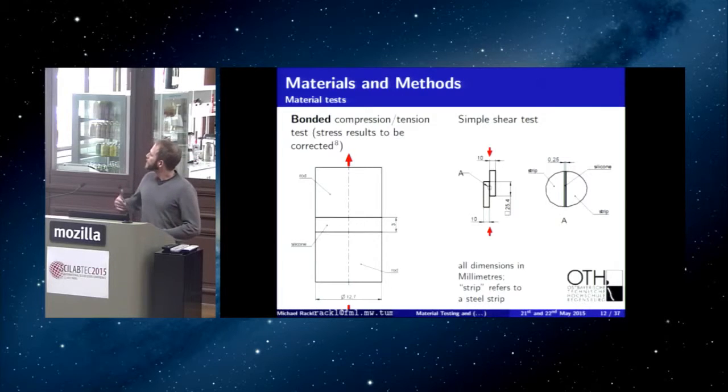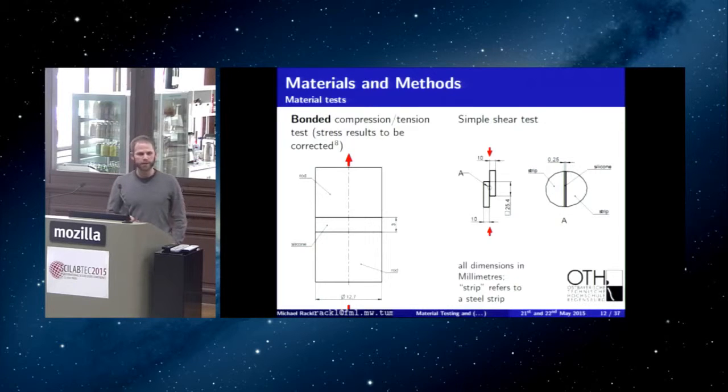Now, the simple shear test, I don't really want to talk too much about it. It's a really simple test. We had a really thin layer of silicone between two steel strips, and we selected such a thin layer because our application did also use such a small layer.